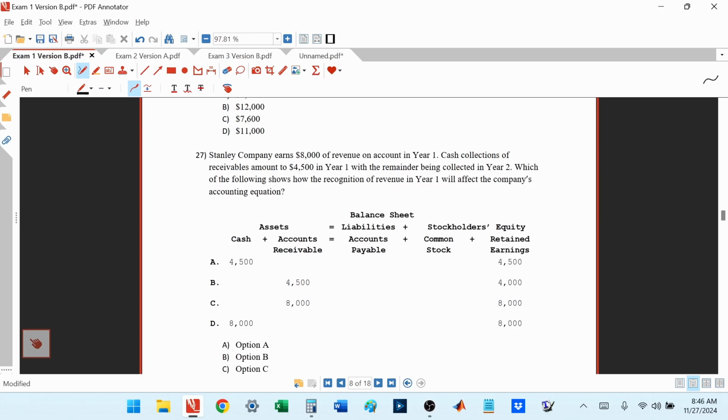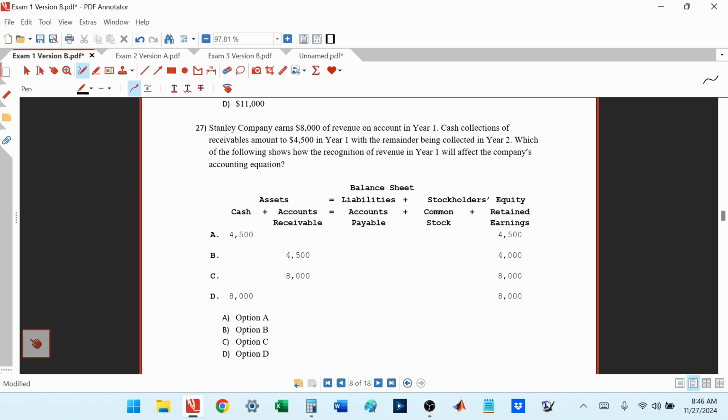Stanley Company earns $8,000 of revenue on account in year 1. Which of the following shows how the recognition of revenue in year 1 will affect the company's accounting equation? This sentence, cash collections of receivables, is nothing about revenue, so that's irrelevant. The only relevant sentence is this: we earn $8,000 revenue on account.